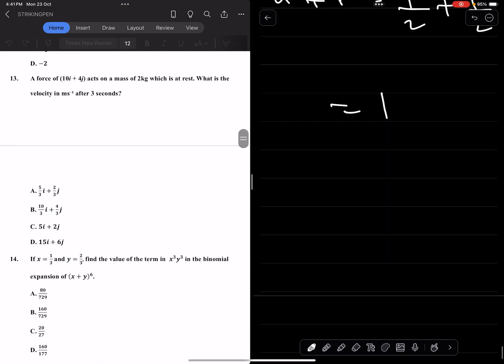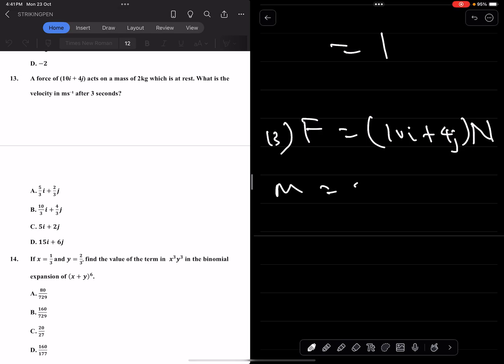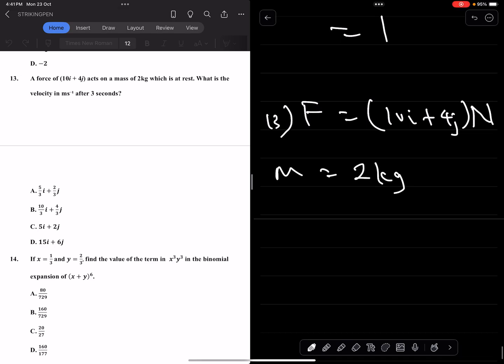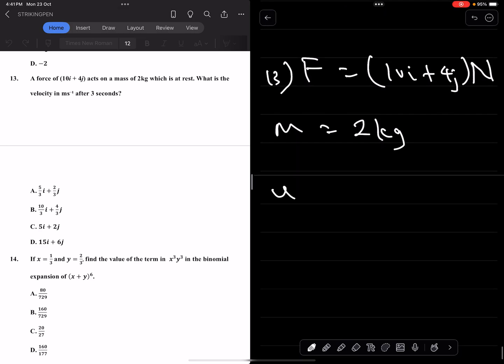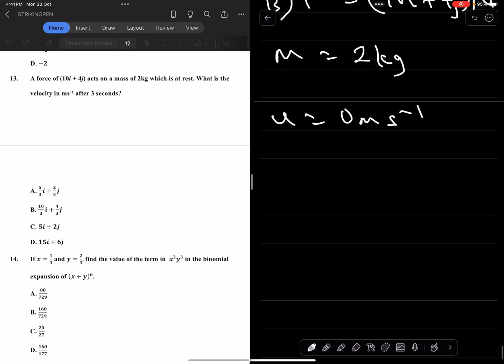We go straight to the next, which is number 13. What does that say? A force F of 10i plus 4j newtons acts on a mass of 2 kilograms, which is at rest. And if the body is at rest, that means u equals 0 meters per second. What is the velocity in meters per second after 3 seconds?